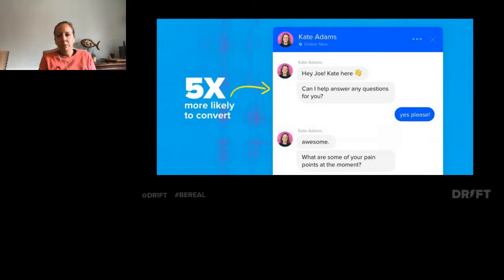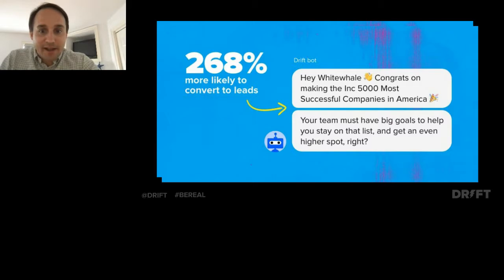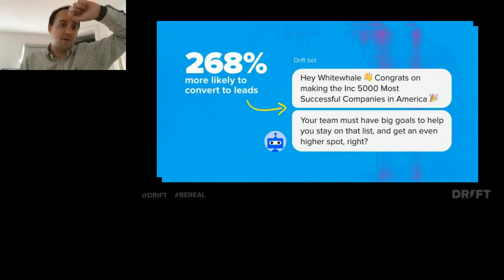And then, 268% are more likely to convert to leads when started from a marketing campaign. What's interesting about this one is it goes back to level 2 of the blueprint, targeting. So look at this, Kate, this is a great example you pulled. "Hi, White Whale. Congrats on making the Inc. 5000." We did this campaign. This is actually something we did. "Your team must have some big goals to help you stay on that list and get to an even higher spot." So, what do you have to say about this component?